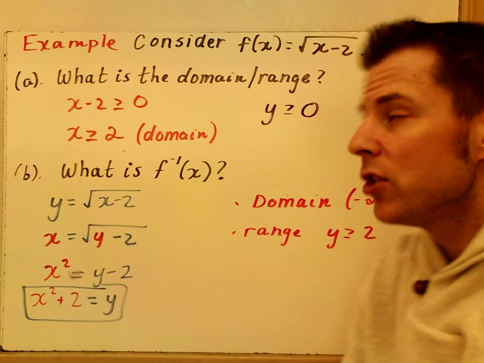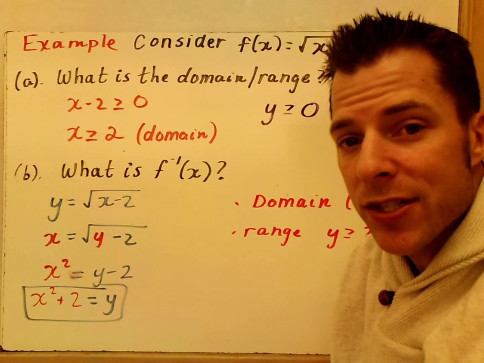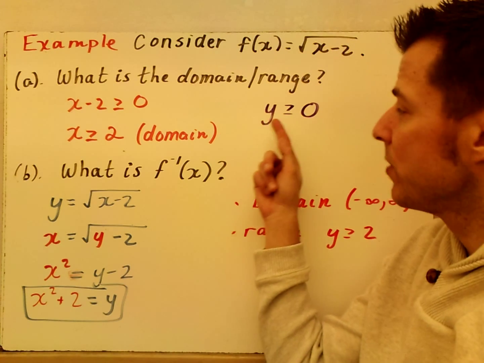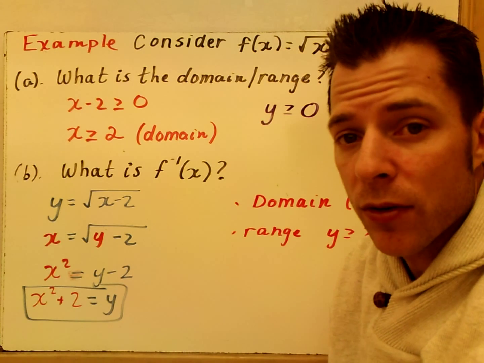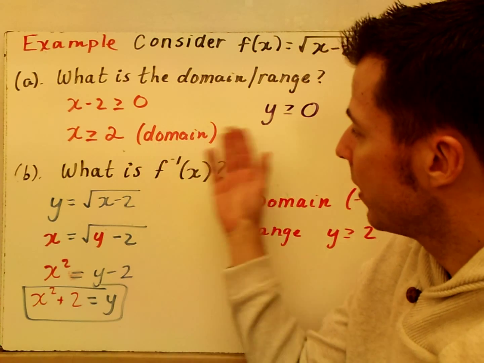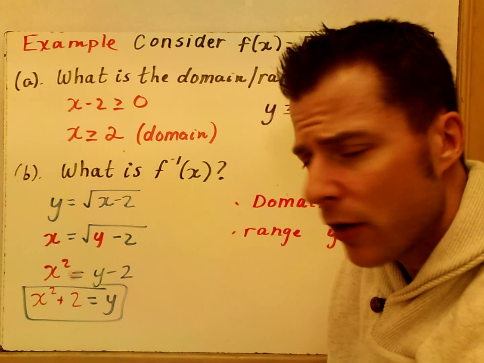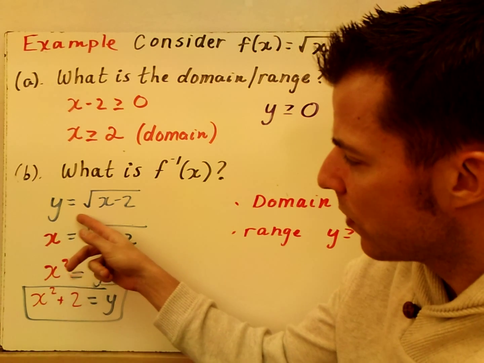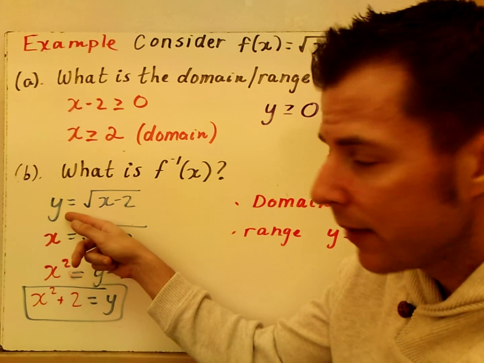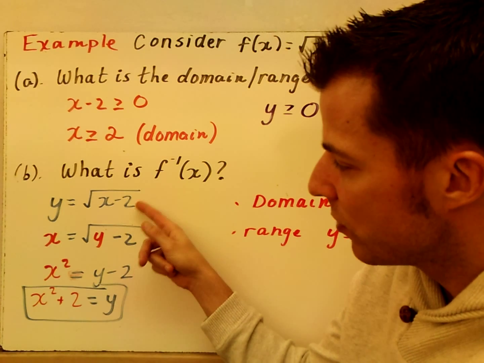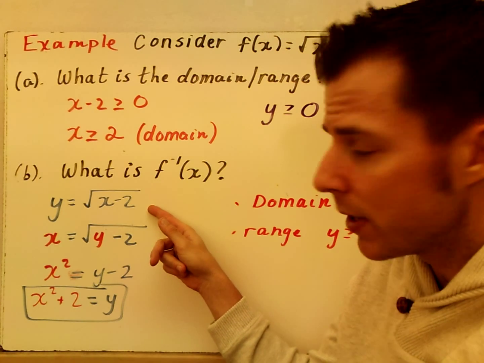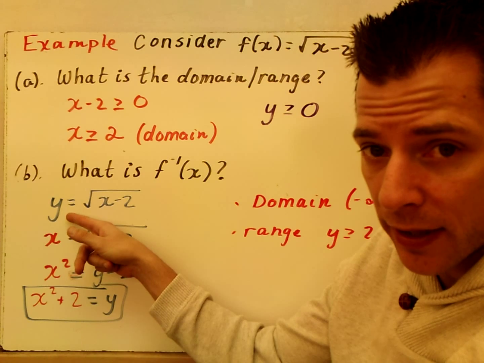Well, if you plug in 2, you get 0. So that means the range starts at y is greater than or equal to 0. So there's your domain, there's your range. Part B, they want us to find the inverse. So I write my equation, instead of writing f of x, I write y equals the square root of x minus 2, and that's just a notational thing. It's no longer in function format.